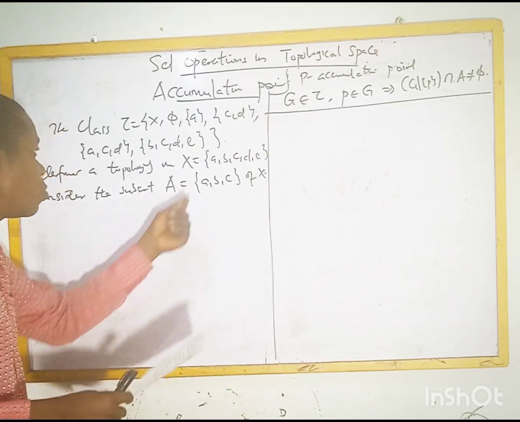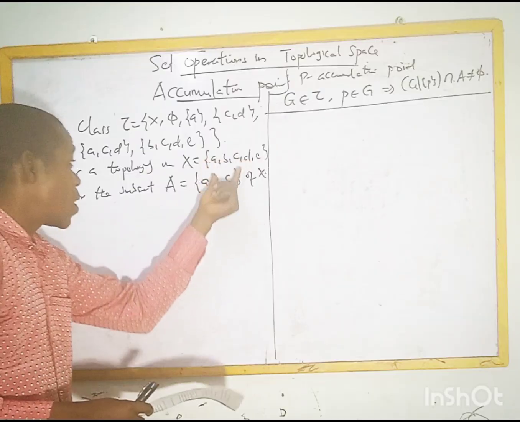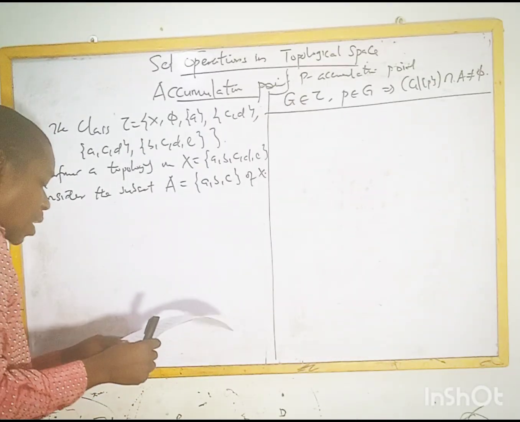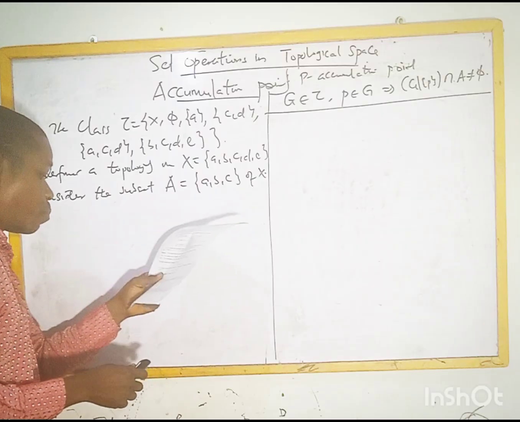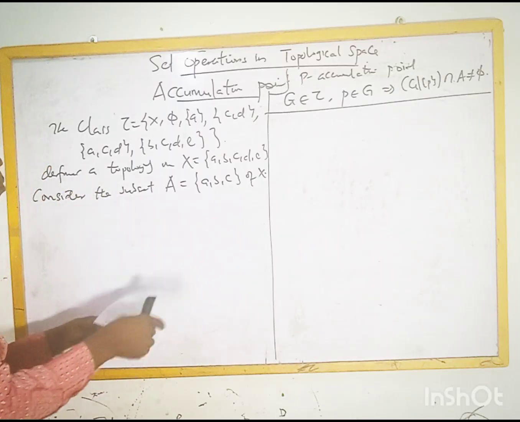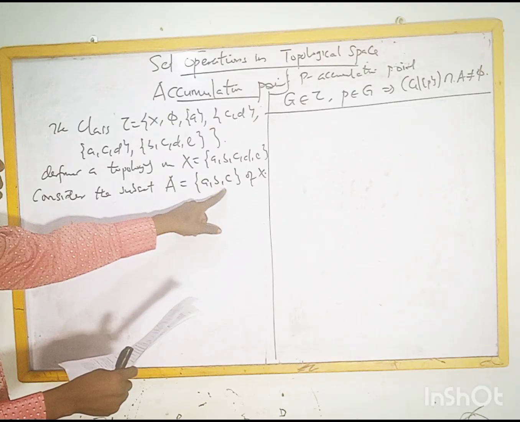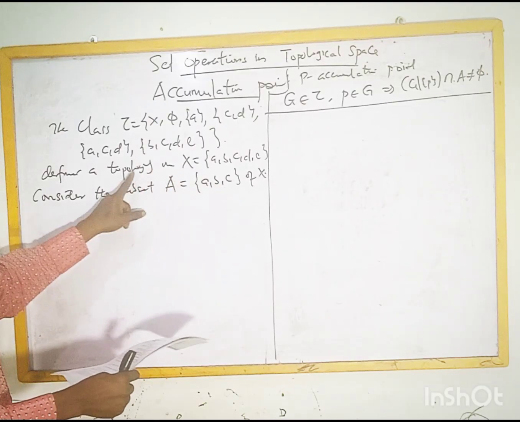Now, we know that this set is a subset of X, {A, B, C}. That's true. Now, let's start with the point P. Let's look at those containing B. No, A is here already. Good. Now look at this place.